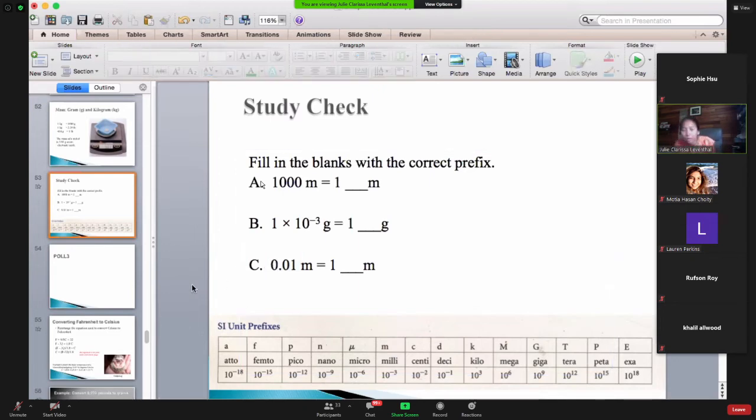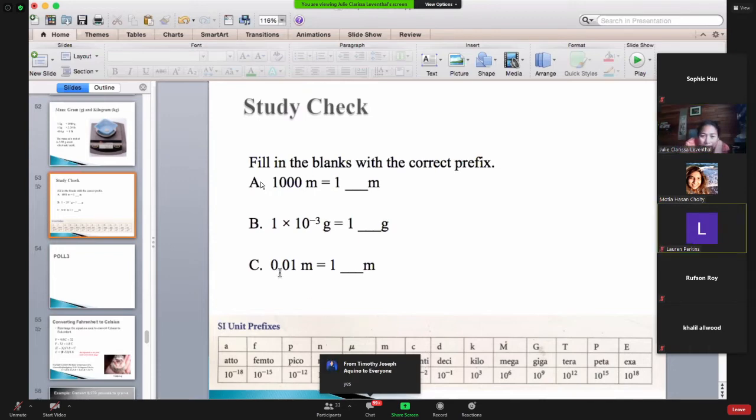0.01 meter. Which one is this? What is that in? You need to put it in scientific notation. 0.01 is what? 10 to the minus what? 10 to the minus 2. Very good. Remember? 1, 2. 10 to the minus 2. So it's going to be centimeter. Are you following?